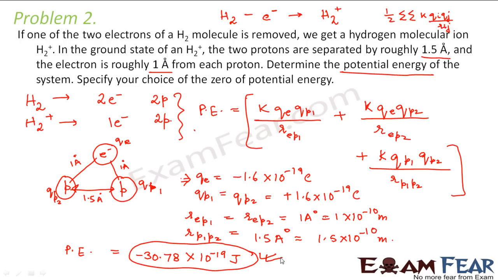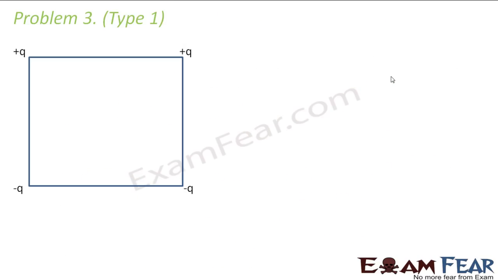So this is the net potential energy of this system. It also asks, specify your choice of zero of potential energy. The zero of potential energy is always considered at infinity, because when I derived this expression, we started with the assumption that the potential energy is zero at infinity.